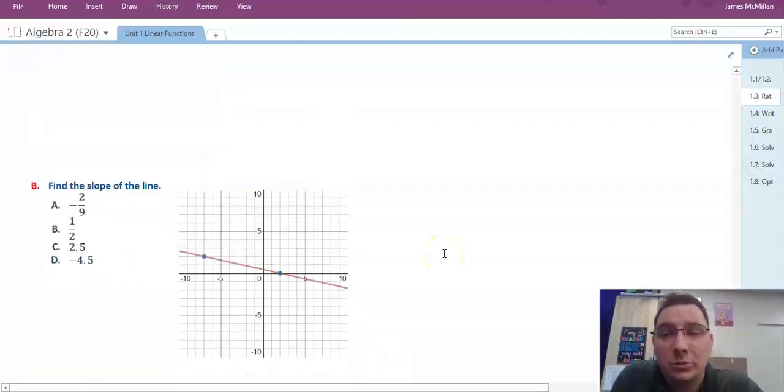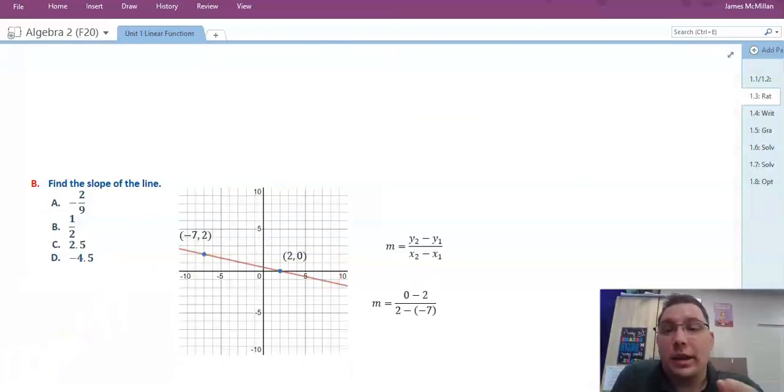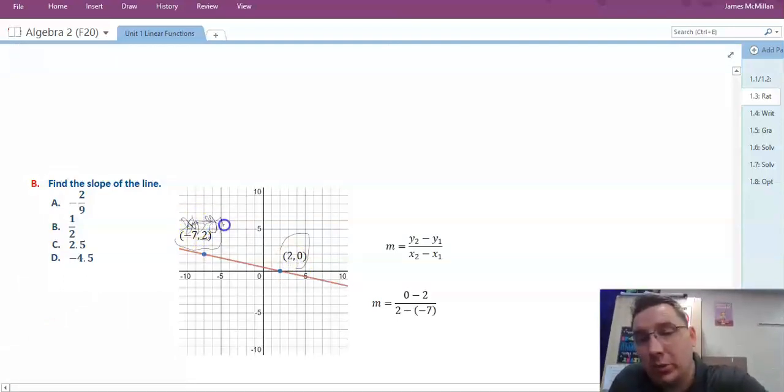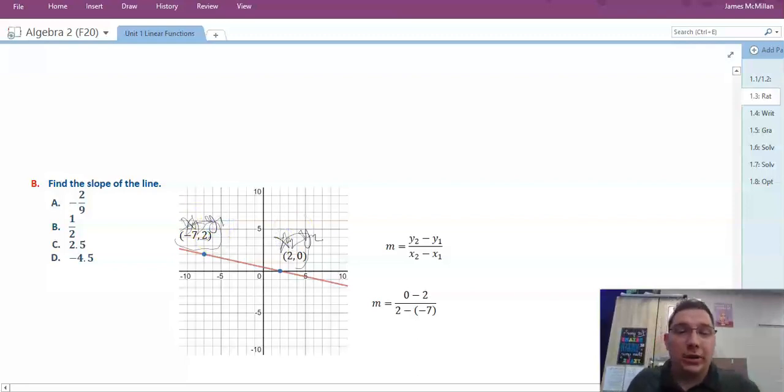So again, we are going to plot these points, and so we'll see what those are. And so we've got our 2 points here. The first one is at (-7, 2), and our second one is at (2, 0). And so with those points, we're going to plug those in. This will be our x sub 1 and y sub 1. And I'm sorry about my pen, it's glitching on me. X sub 2 and y sub 2. And so from there, we're going to plug those in. So our y sub 2 is 0. y sub 1 is 2. X sub 2 is 2, and x sub 1 is negative 7.